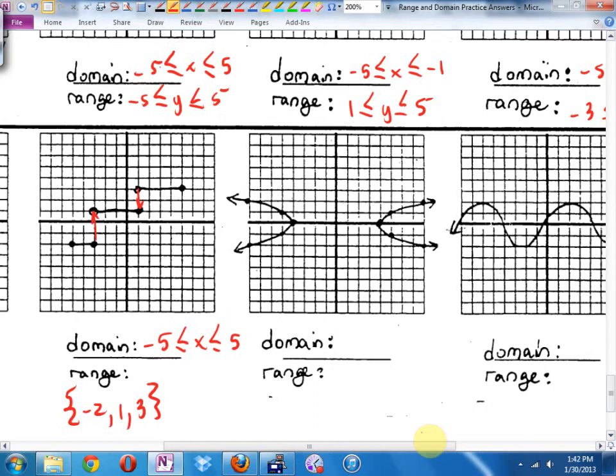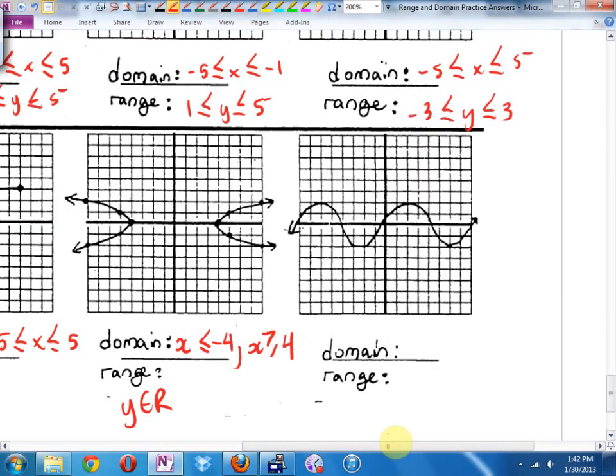Domain, everything to the left or touching negative 4, that takes care of the left graph, or everything to the right or touching positive 4. Everything bigger than or touching positive 4, or everything smaller than or touching negative 4. The range is all reals, I'm pretty sure. Domain, all reals. Range, negative 2, less than or equal to y, less than or equal to 2.